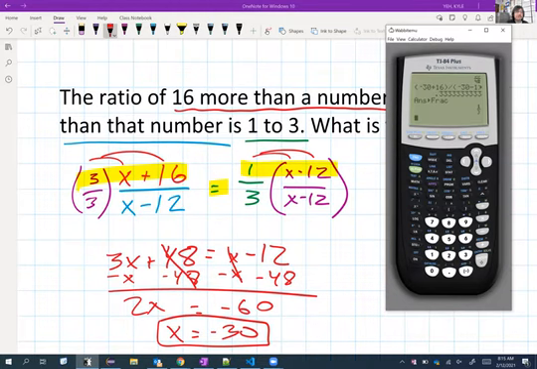So we can use this mechanism to solve proportions, word problems, anything that has rational expressions on both sides of an equal sign. So hopefully that went well. If not, pause the video right now, look at my work, look at your work, see where it differs, and see if you can find that discrepancy.